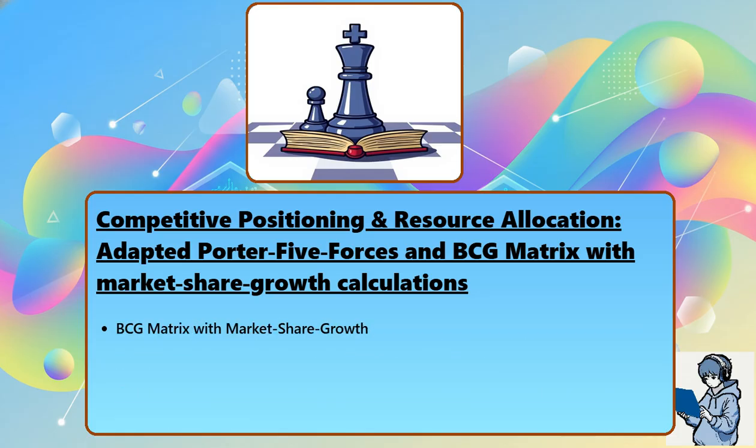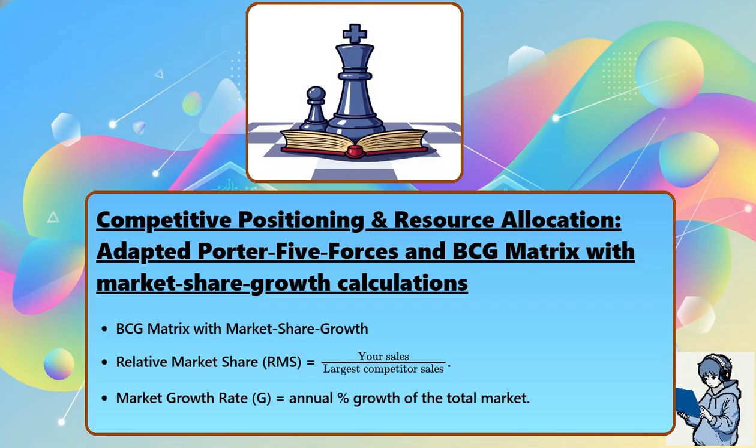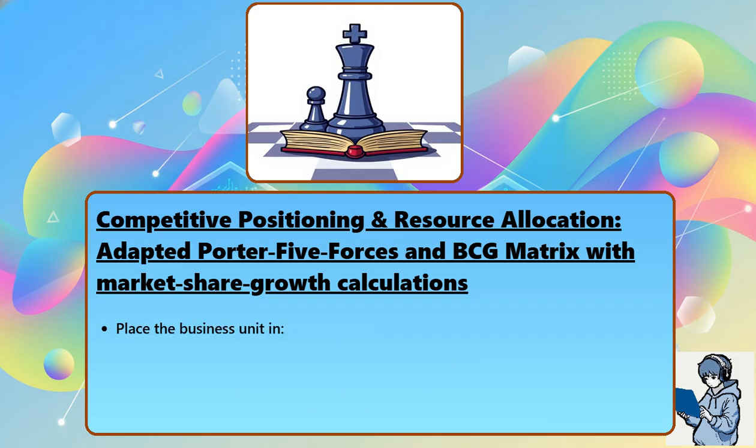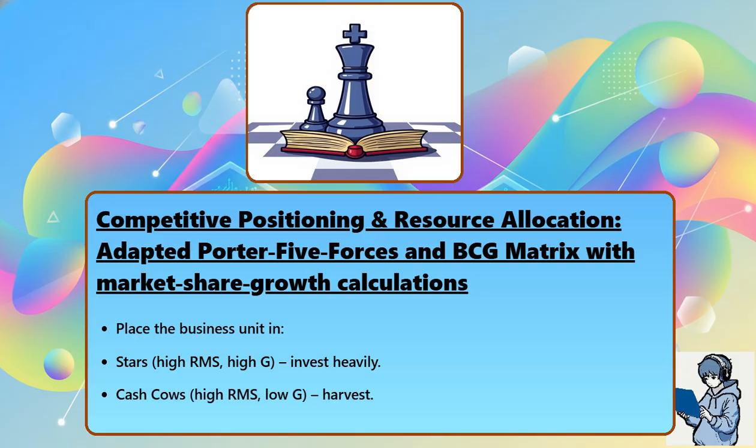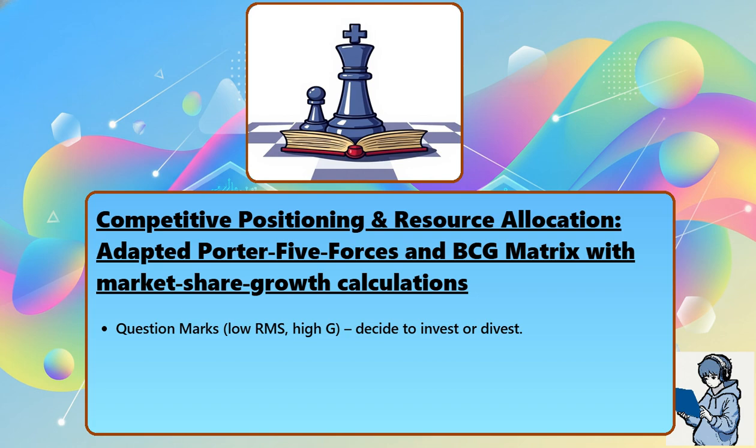BCG matrix with market share and growth. Relative market share, RMS, equals your sales divided by largest competitor sales. Market growth rate, G, equals annual percent growth of the total market. Place the business unit in a quadrant. Stars: high RMS, high G, invest heavily. Cash cows: high RMS, low G, harvest. Question marks: low RMS, high G, decide to invest or divest. Dogs: low RMS, low G, consider exit.